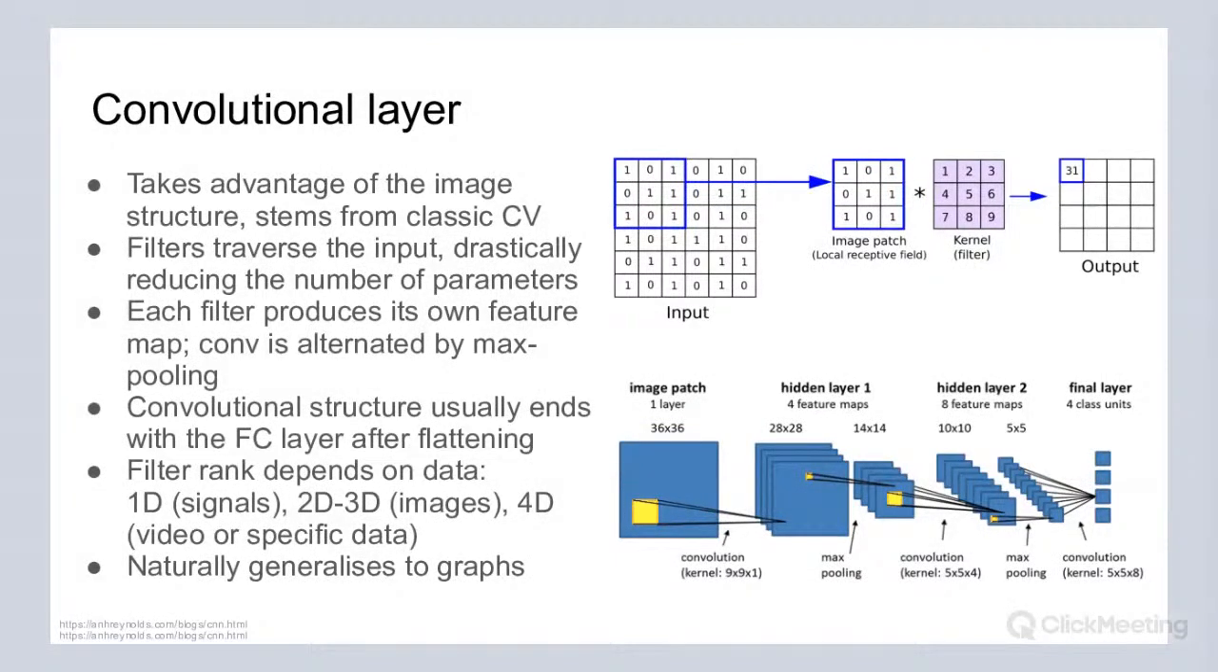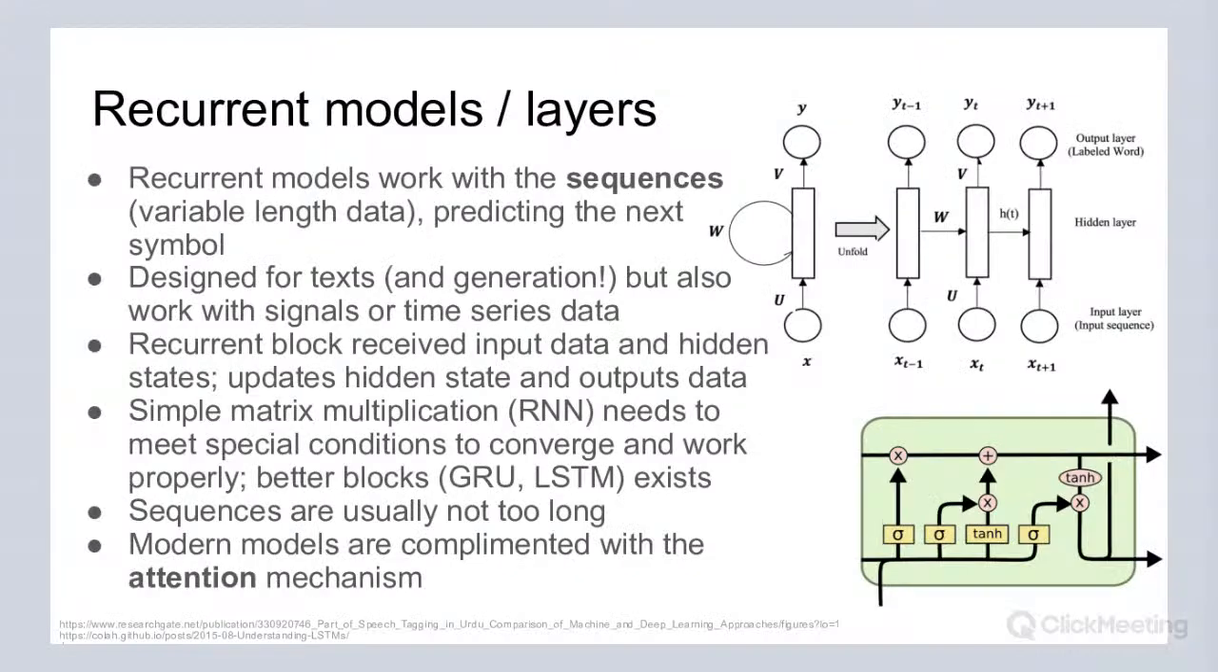And these convolutional layers also naturally generalize to graphs, because you just work with the node's neighbors as a part of the convolution kernel, and basically do the same thing. Okay, so let's move on.